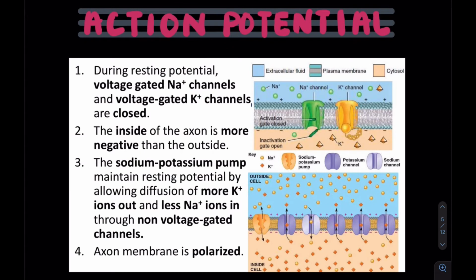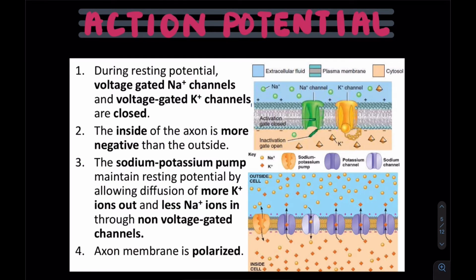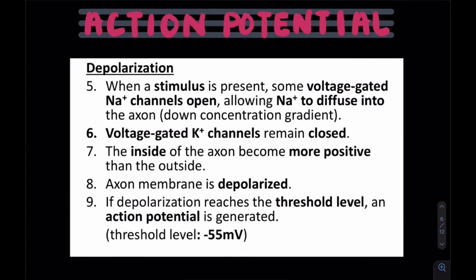During resting potential, both voltage-gated channel are closed. Inside axon is more negative than outside axon. This is maintained by sodium-potassium pump and diffusion of more potassium ion out and less sodium ion in. During this state, axon is polarized.